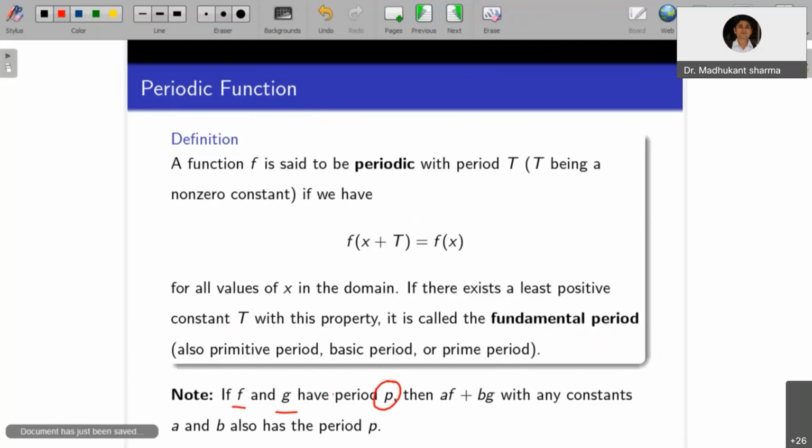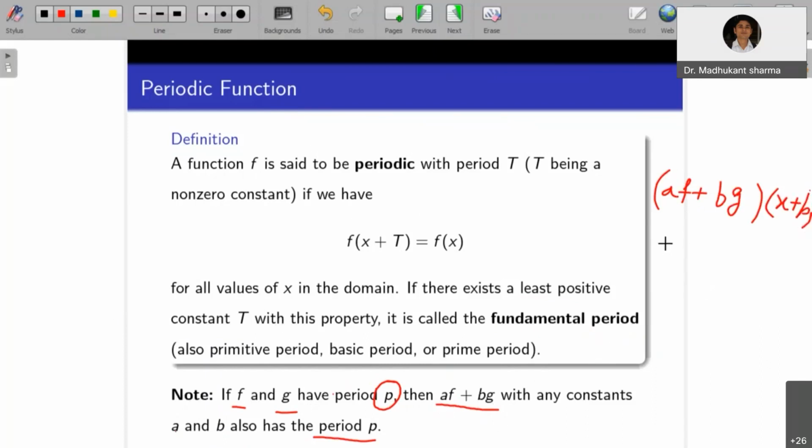Their linear combination af plus bg, with any constants a and b, so a and b are any arbitrary constants, real numbers. So far we have only been introduced to real numbers. With any constants a and b, it also has the period p. So that can be easily verified. It is like af plus bg. You know how to perform this at x plus p, supposing p is the period. You know how to write this. So this is going to be a f of x plus p plus b g of x plus p.